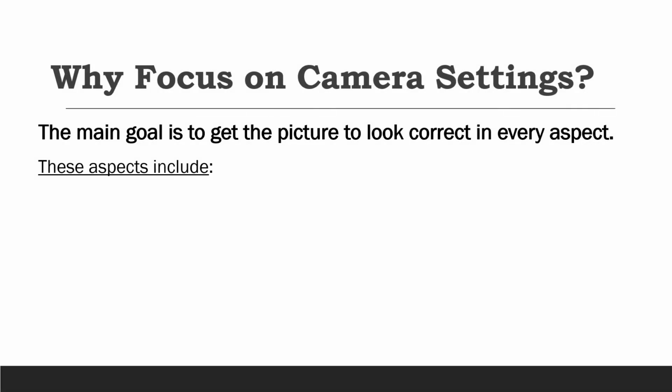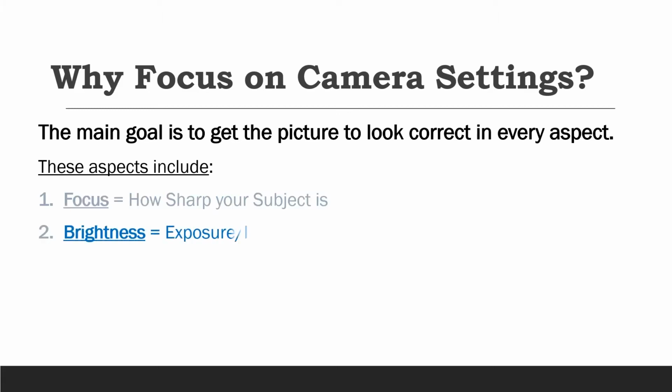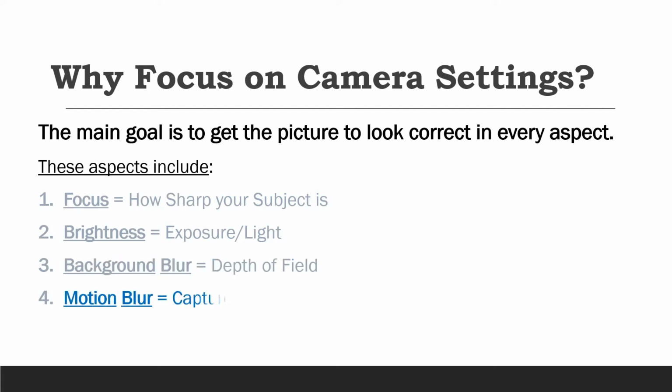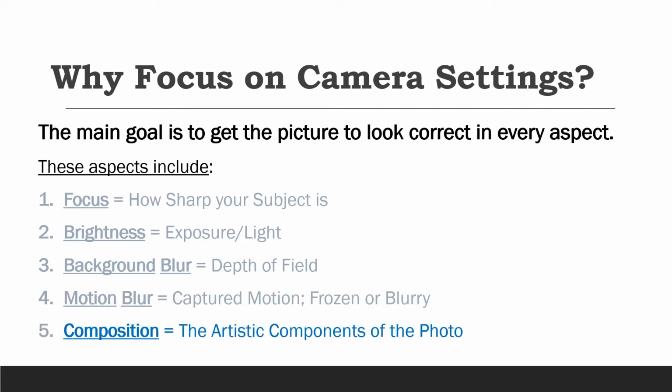So, why focus on camera settings? The main goal is to get the picture to look correct in every aspect, and these aspects include focus, which is how sharp your subject is; brightness, which is the exposure and the light in your scene; the background blur, which is basically your depth of field; motion blur, which is captured motion and it's either going to be frozen or blurry; and of course composition, which is the artistic components of your photograph. Photographers should always attempt to improve their photos by either adding or reducing any one of these aspects.